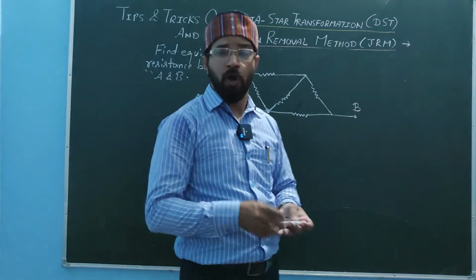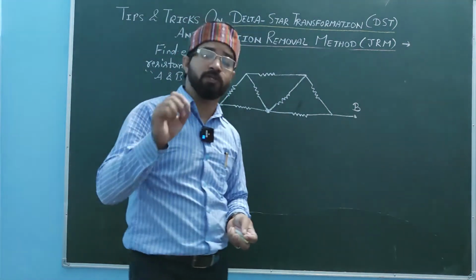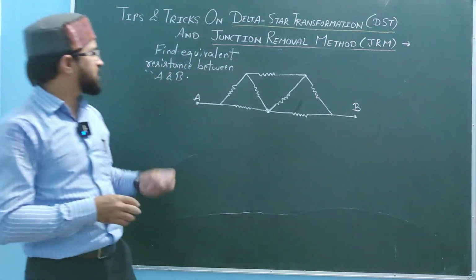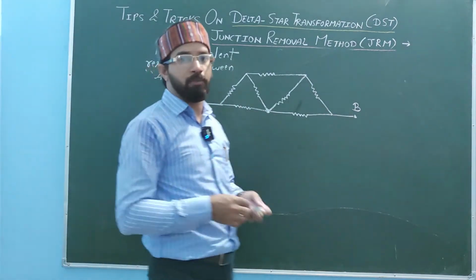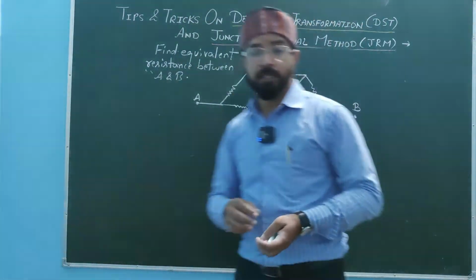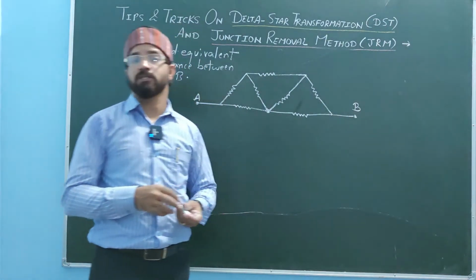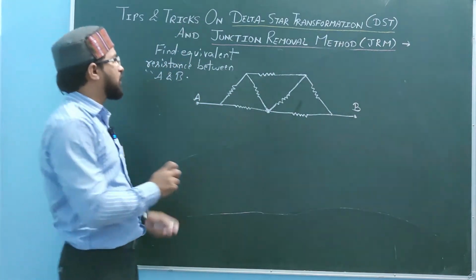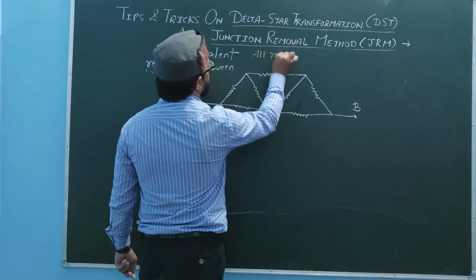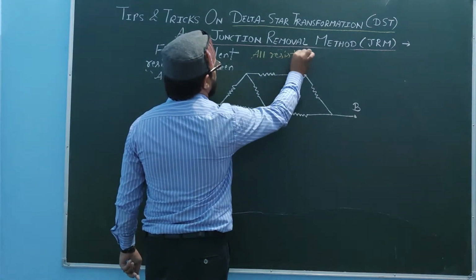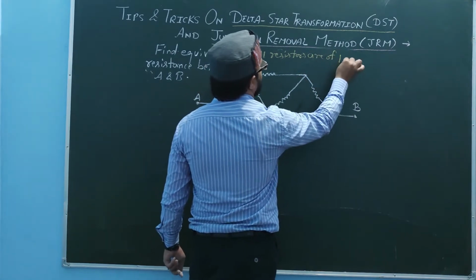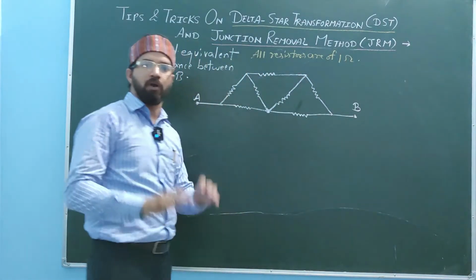Now we are going to discuss JRM, the junction removal method. For this purpose we have taken an example, and you can see there are so many deltas, three deltas. They are asking to find the equivalent resistance between A and B, and all the resistors they have given are of 1 ohm only.